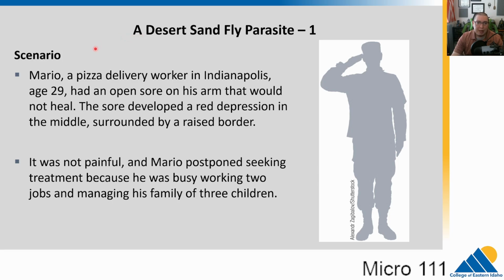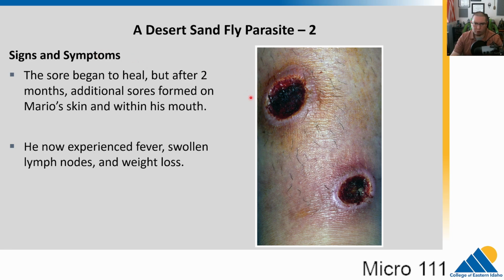He's 29, and he has this large open sore on his arm that wouldn't heal. The sores develop into these red depressions in the middle, and they have a raised border around them. I'll show a picture in a moment. It doesn't really hurt, so he's busy and he doesn't go seek treatment, which is something I think we can all understand, right? There's a lot of things going on in life. Sometimes if it doesn't feel like it's going to kill us, we don't go and see the doctor. So here's his sores, right?